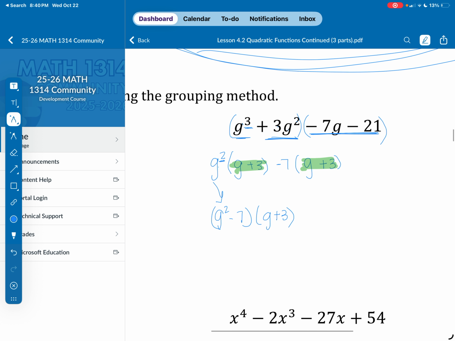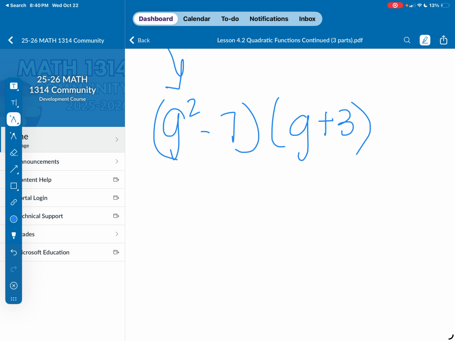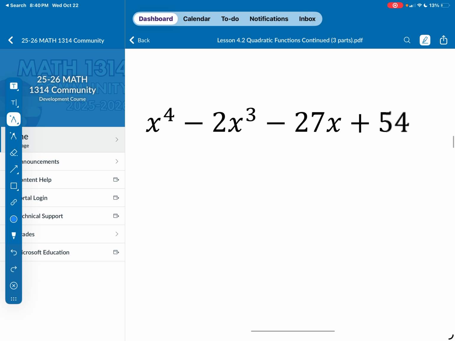All right, and so now one thing to know, and we will touch base more on this tomorrow: if this can be factored further, we would factor it. But I can't take the square root of 7, and so this is factored completely. Like I said, we'll touch base on it more tomorrow. But for today, just remember, if it can't be factored anymore, then we're good. All right, last one for tonight.